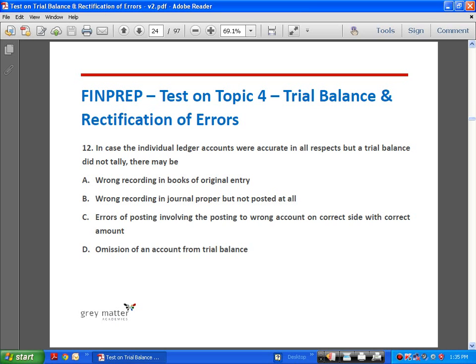A, B and C will not affect the trial balance because A is where you're making a wrong recording in the books of original entry. So from there, that is the source. The error is in the source itself. So the trial balance will agree. You make an entry in the journal proper but you don't post it at all. Then again, trial balance will agree. C, only a wrong account has been posted, that is the amount is correct and the side is also correct, so in that case also trial balance will agree. But in case of D, where you omit an account from the trial balance, it will not agree. Answer is D.